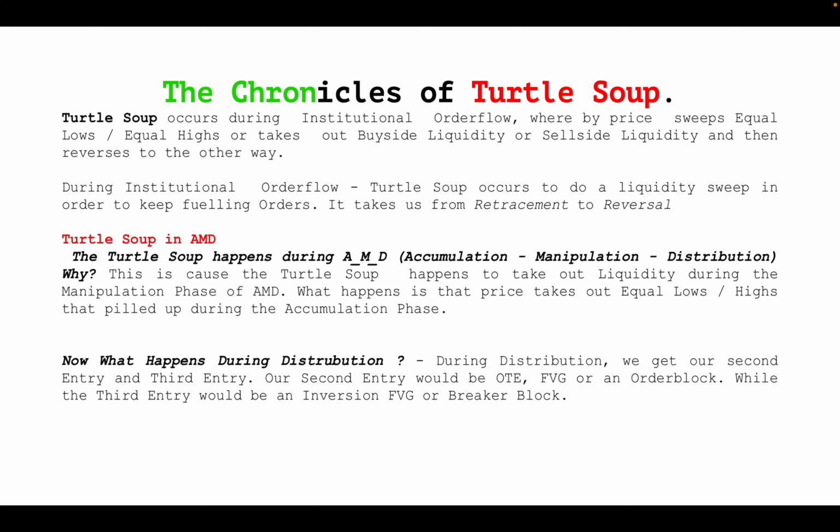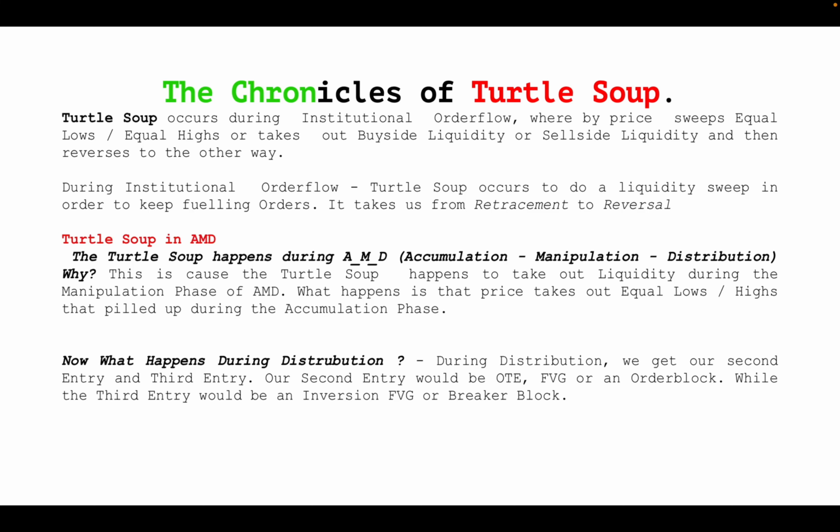the turtle soup takes out liquidity that formed during accumulation, and during accumulation what happens is price consolidates and creates lows in those places. So during manipulation, price takes out what happened during the accumulation phase. Then once it takes it out, it reverses to the other side. So price takes out equal lows / highs that piled up during the accumulation phase, and that's just straightforward.